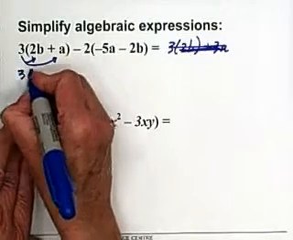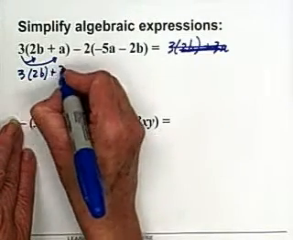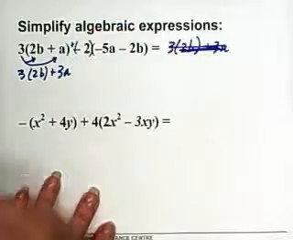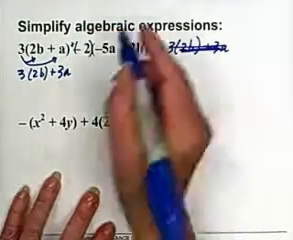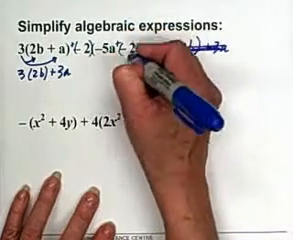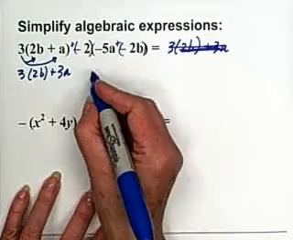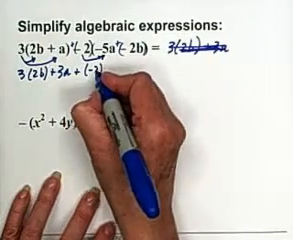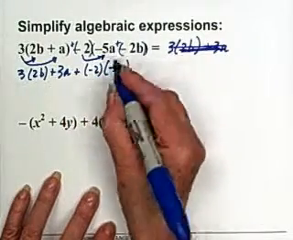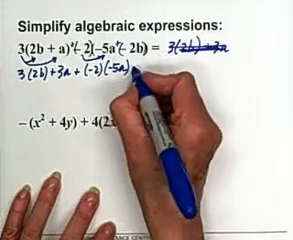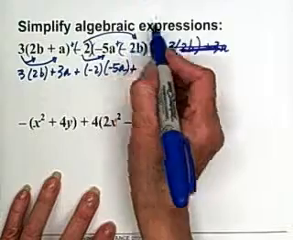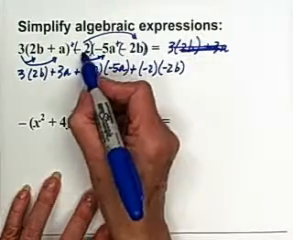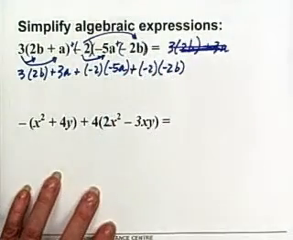So we have 3 times 2b plus 3 times a. Now don't forget, this is a plus and this is a minus 2 in front of this bracket. And we have a plus sign here and we have a minus 2b right here. So now we're going to add minus 2, which is multiplied by minus 5a right here. And we're going to add minus 2, which is multiplied by minus 2b. There's our minus 2 multiplied by our minus 2b.